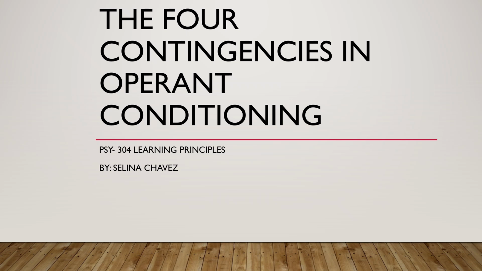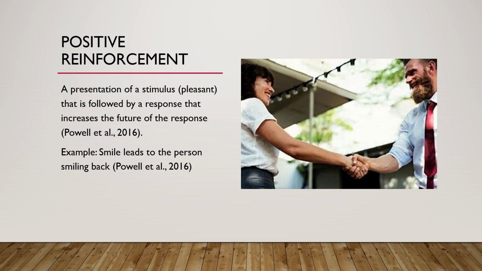Today I will be speaking about the four contingencies in operant conditioning. The first one is positive reinforcement. This is a presentation of a stimulus that is pleasant and followed by a response that will increase the future of that response. For example, when you smile at a person, that person will smile back at you.